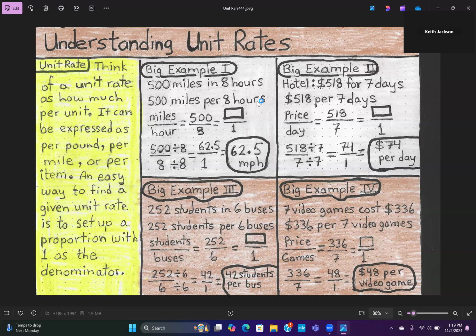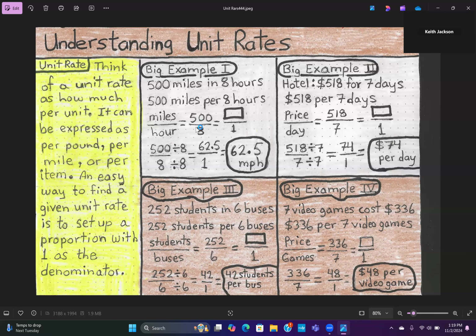Now let's take a look at big example 1, in which we have 500 miles per 8 hours. All right. So we have 500 miles in 8 hours, which we can write as 500 miles per 8 hours. And we want to find out, well, how many miles per hour. And we're going to set it up as a ratio of miles over hours, right? So we have miles here, we have hour at the bottom. And keep in mind right now it is just a ratio.